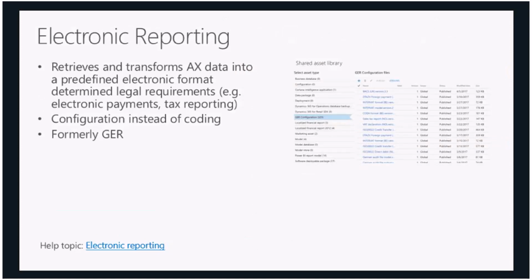Electronic reporting has also been around a while, and it's used for predefined electronic formats for legal requirements, and it also covers a lot of scenarios, and then you can also customize things. A good option for customizing is to start with one of the out-of-the-box ones that's close to what you need, and then make minimal customizations from there. But it's completely flexible. And again, it used to be called GER, but it's the same framework and capabilities.